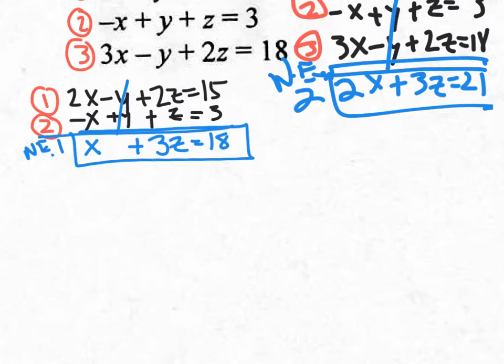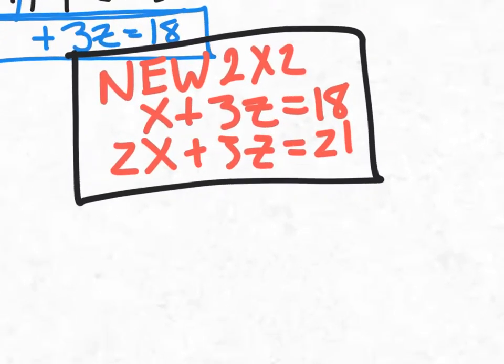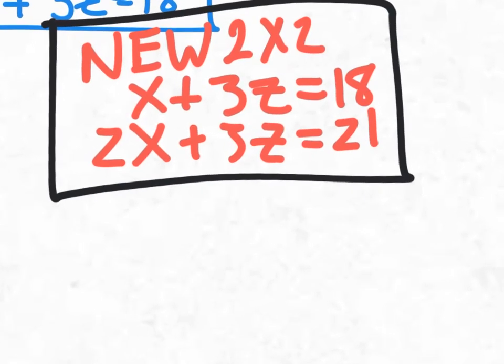So let's rewrite it. I want to pause it and rewrite it to save some time. Go ahead and do that. So here's our new 2-by-2 system. I simply took new equation 1 and wrote it up on top, new equation 2 wrote it on the bottom. Now we could actually solve this 2-by-2 system. We could ignore everything else and just focus in on the 2-by-2 system.